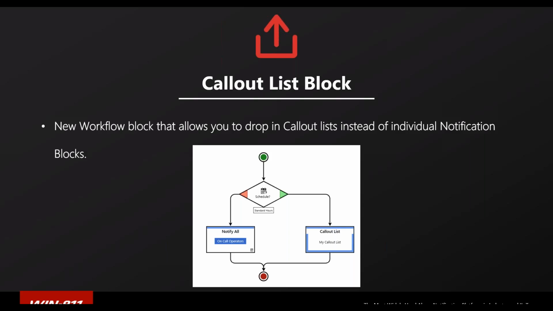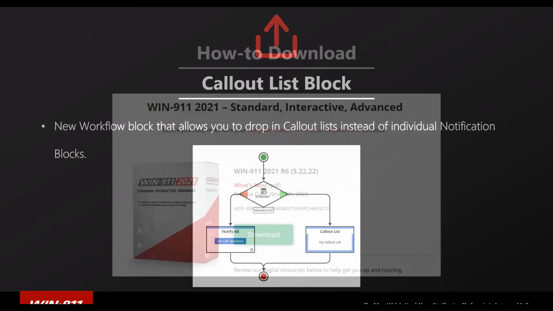So it just looks like a normal callout list. I don't have a screenshot of what that actually looks like, but if you edit this callout list here, it'll just open up a normal callout list where you add individual people in with their delays and so on and so on. So that was added in the R6 release as well. And that's pretty much it for this release.